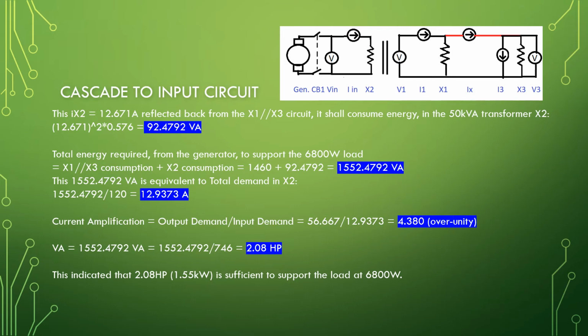Total energy required from the generator to support the 6,800 watt load equal to X1 parallel X3 consumption plus X2 consumption equal to 1,460 plus 92.4792 equal to 1,552.4792 VA. This 1,552.4792 VA is equivalent to total demand in X2.